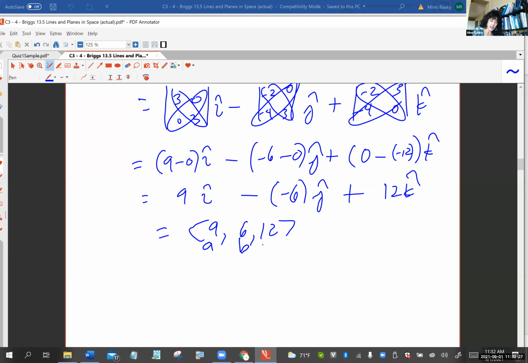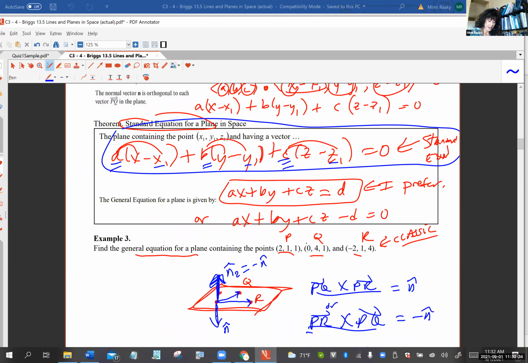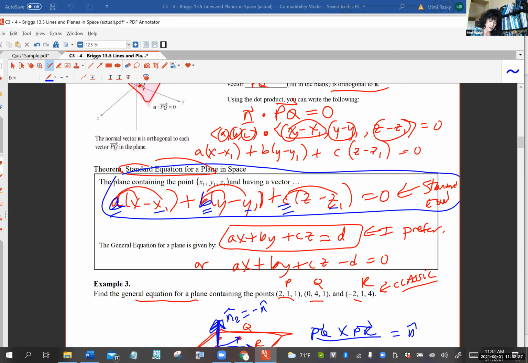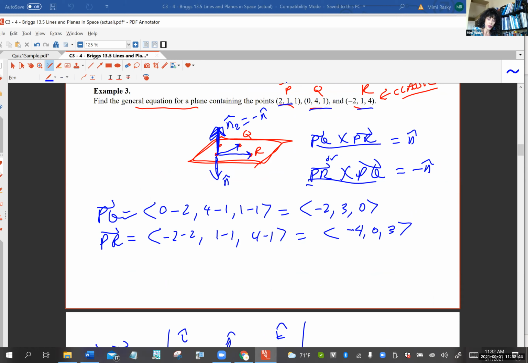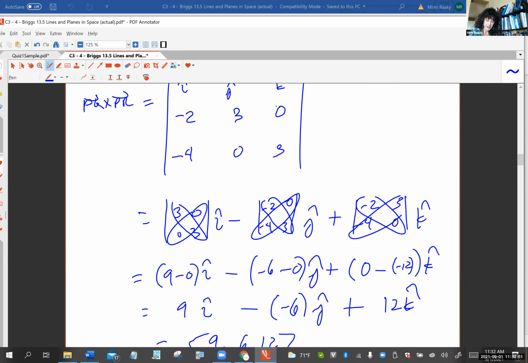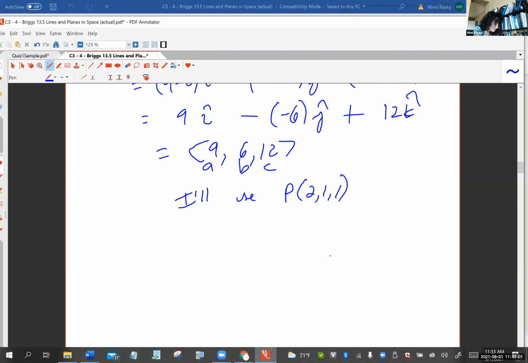There's your A, B, and C that you'll use in the equation for your plane if you check that theorem. Right here, A, B, C. And then what about the point? x1, y1, z1. It's up to you. You have 3 points to choose from, P, Q, or R. Just pick your favorite. I don't mind. I'll use P, the (2, 1, 1). But if you use Q or R, I just want to say that our final answer will be the same. You're guaranteed, because plane equations are unique.